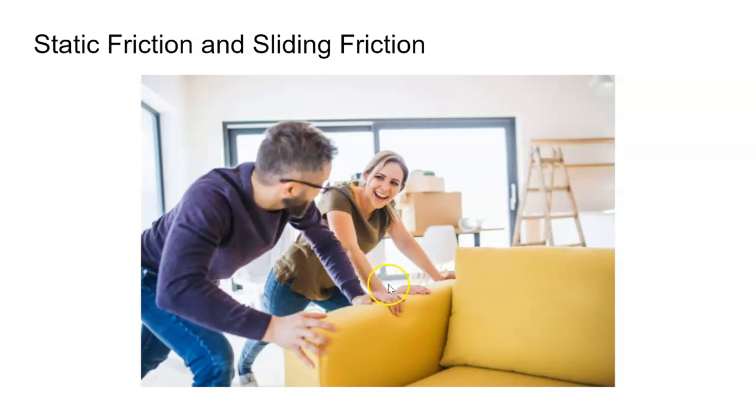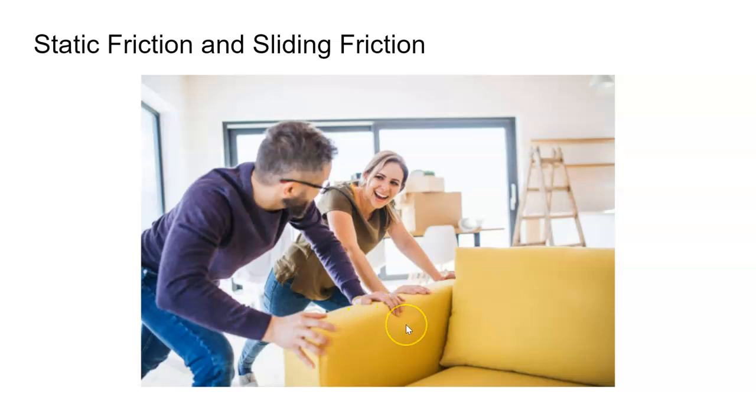These people are having a jolly time moving their couch, and we notice they're pushing on their couch, but it's not going anywhere yet. And if you've moved a heavy object before, you notice that as you apply force, it doesn't quite move until you apply enough force. Static friction is that force of friction that's holding the object in place. You're pushing on it, but it won't go anywhere yet. Static friction is keeping it in place.